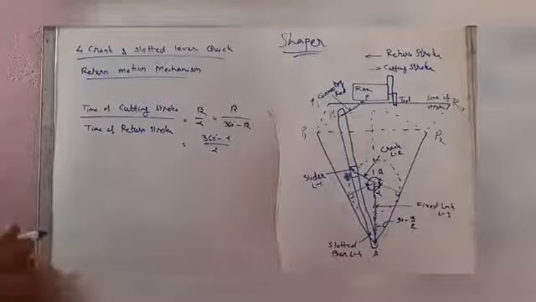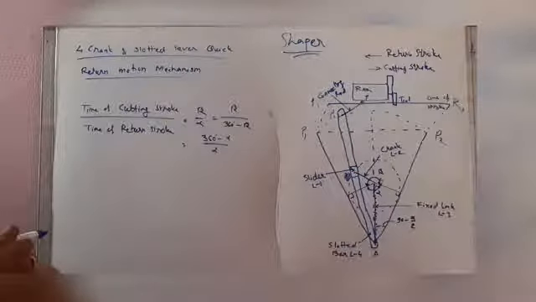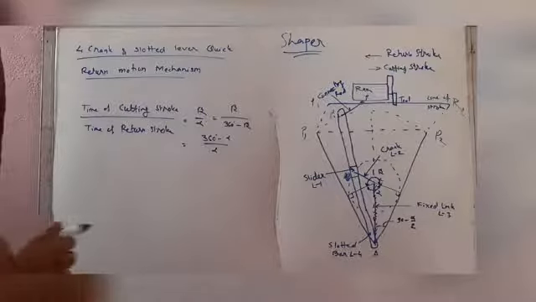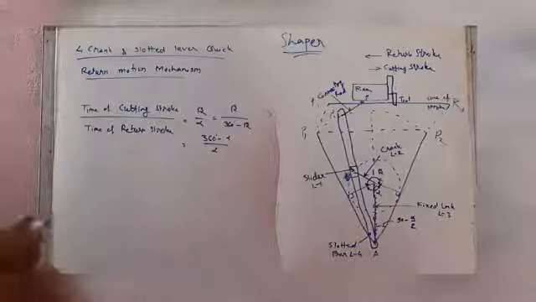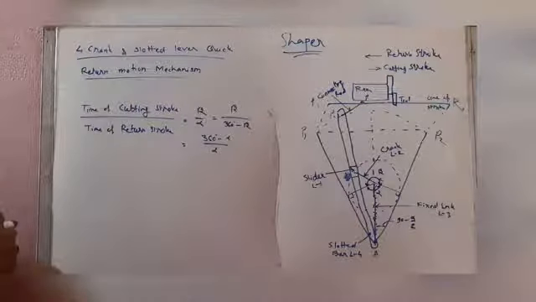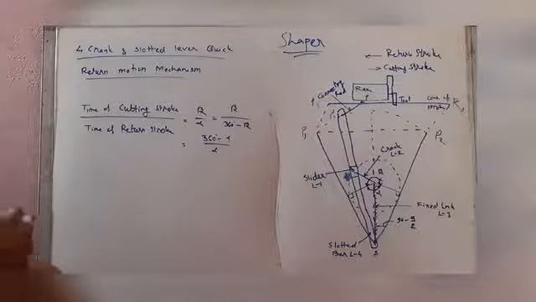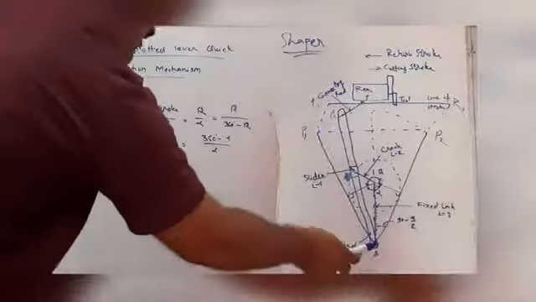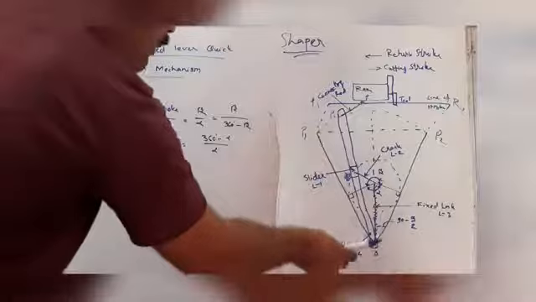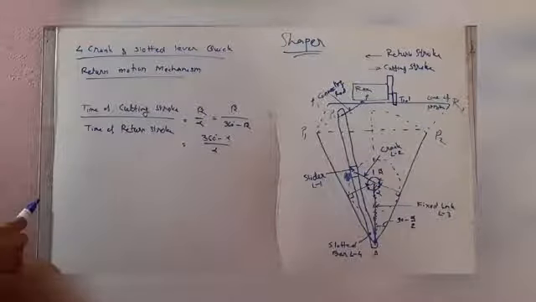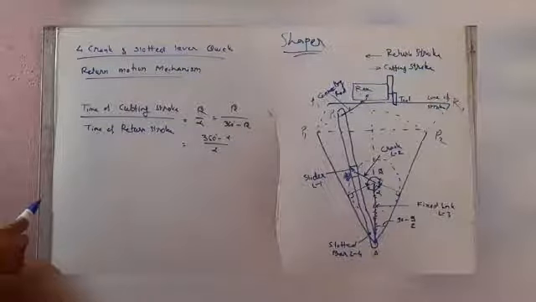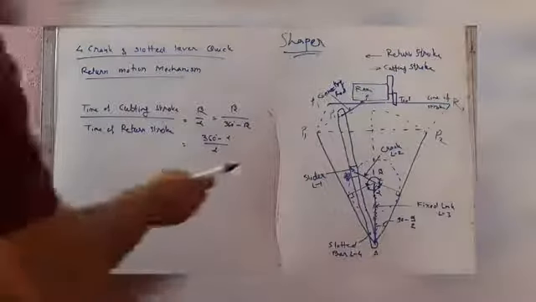Therefore the line of stroke of the ram, R1 R2, is perpendicular to AC produced. In the extreme positions, AP1 and AP2 are tangential to the circle, and the cutting tool is at the end of the stroke.